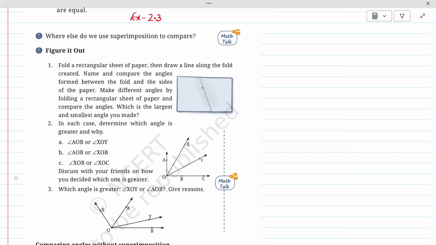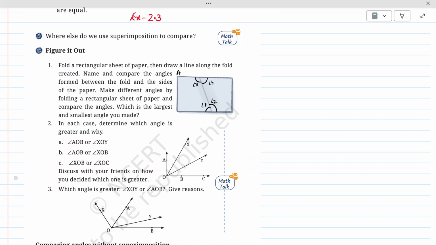That is, this is the fold. So the angle which is formed between the fold and the sides of the paper. This is the side of the paper and this is the fold. So this is one angle, this is another angle, this is one angle, this is another angle. Okay, so these are the four angles which are formed. I am marking them as angle 1, angle 2, angle 3 and angle 4.